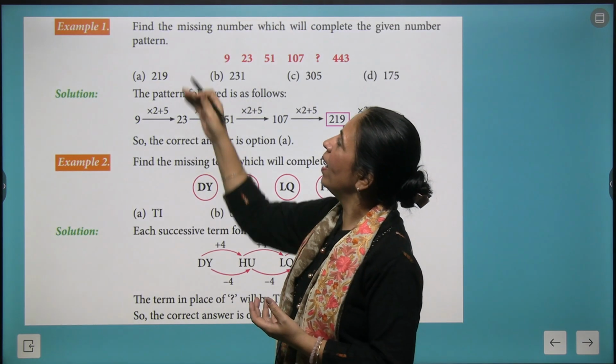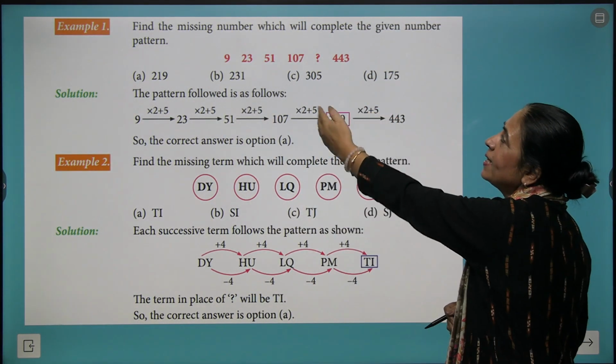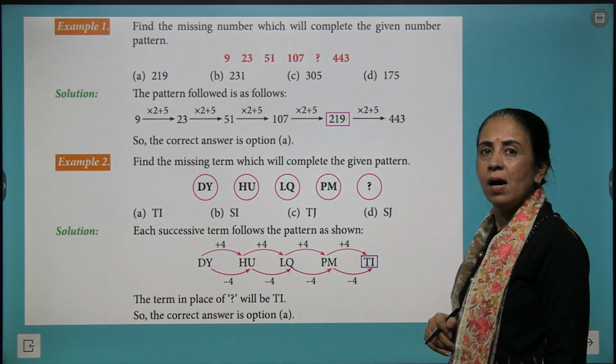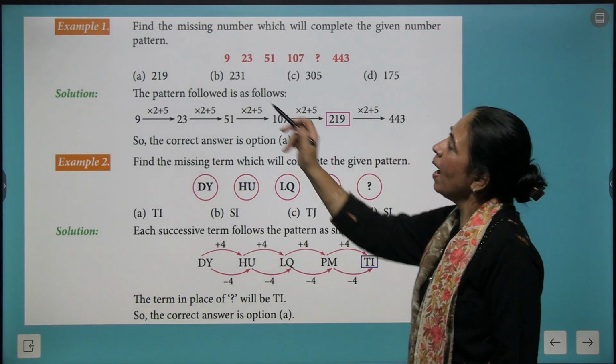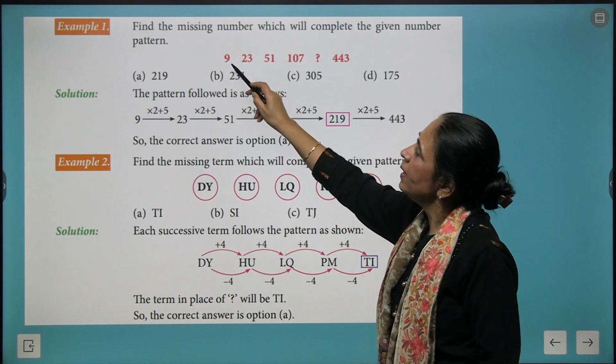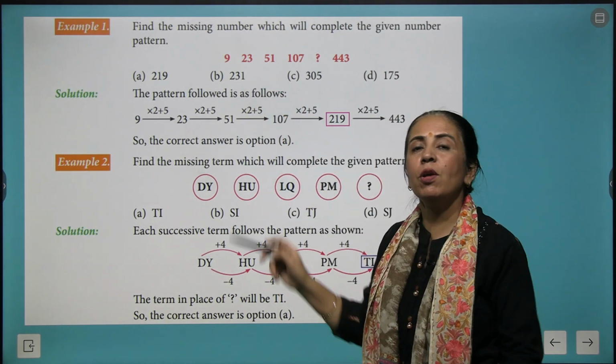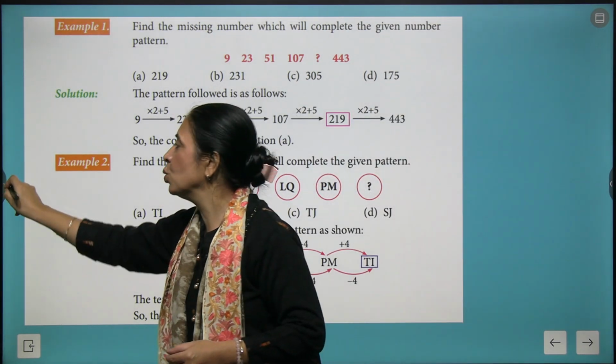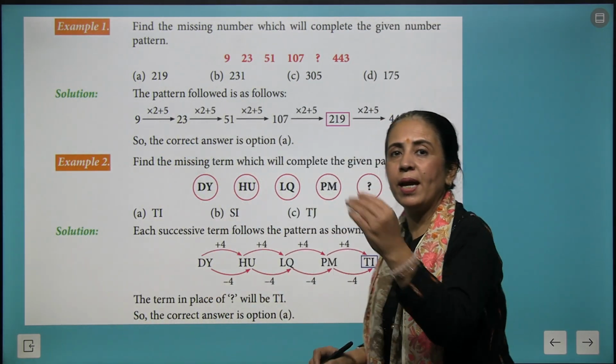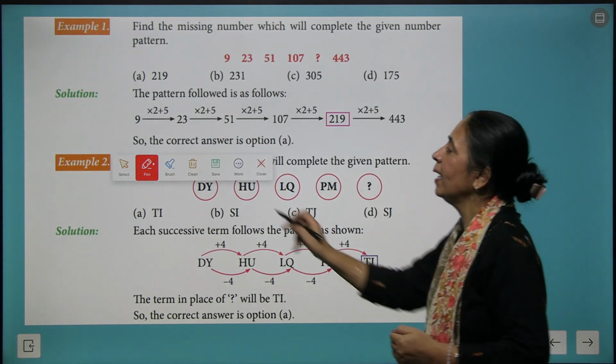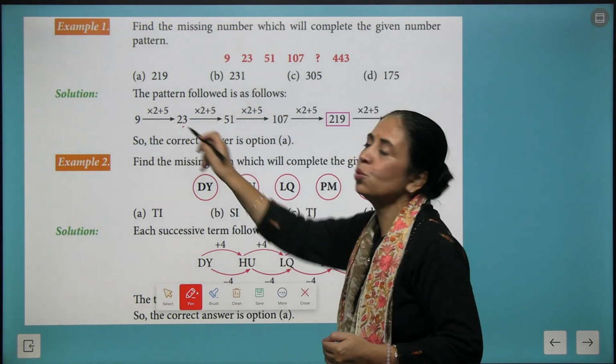Now we move ahead. We have to find the missing number which will complete the given number pattern. And what do you observe? 9 turns to 23 when you multiply it by 2 and add 5 to it. 9 2 times is 18 and 18 plus 5 gives you 23.